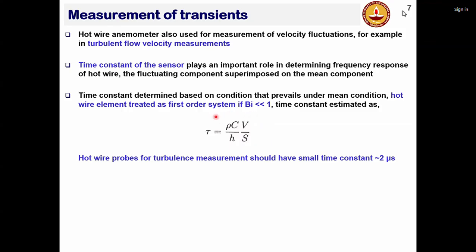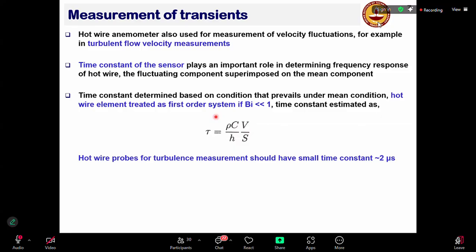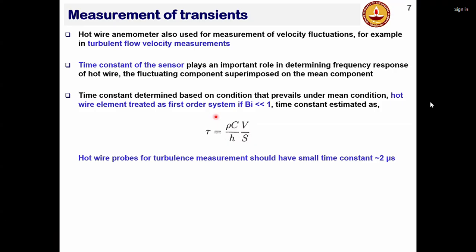Now, typically, the fluctuating components in a turbulent flow have a time scale of the order of microseconds. That means the fluctuations happen on the order of every microsecond, so you need a hot wire probe which has a time constant of that order. Typically, for turbulence measurement, we use hot wire anemometers which have a time constant of the order of 1 or 2 microseconds.